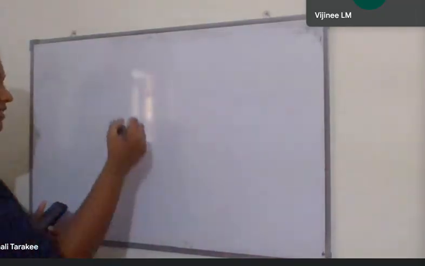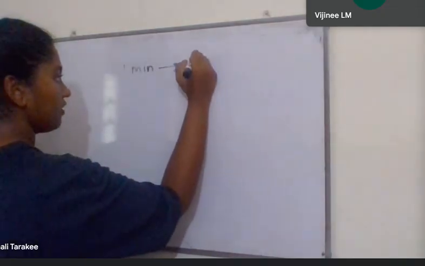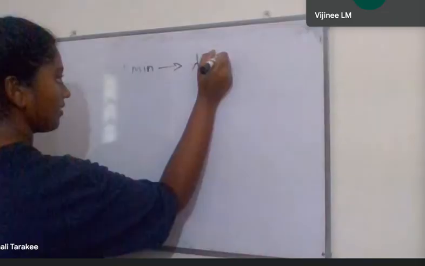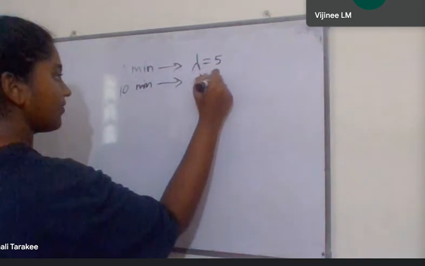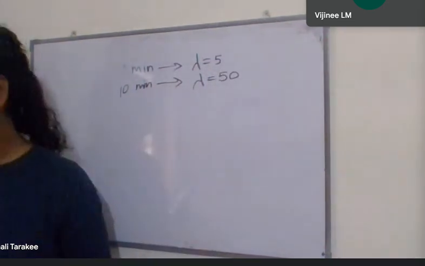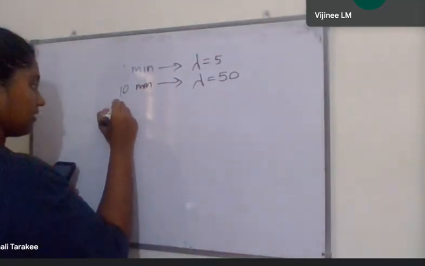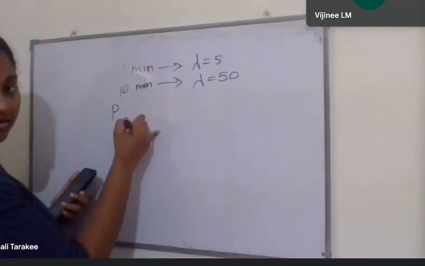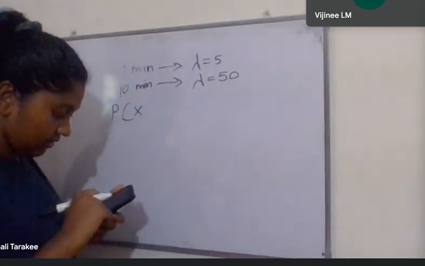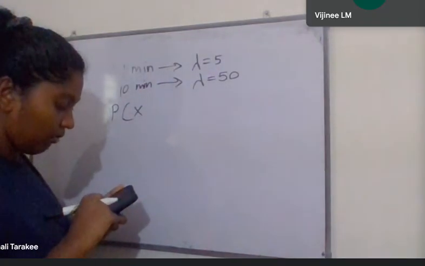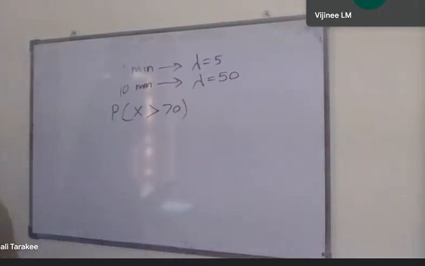Now again, lambda changes. For 1 minute, lambda was 5. Now for 10 minutes, lambda is 50. Okay, and the probability they are asking is the probability of x being more than 70, no? Greater than 70. This is what they are asking.